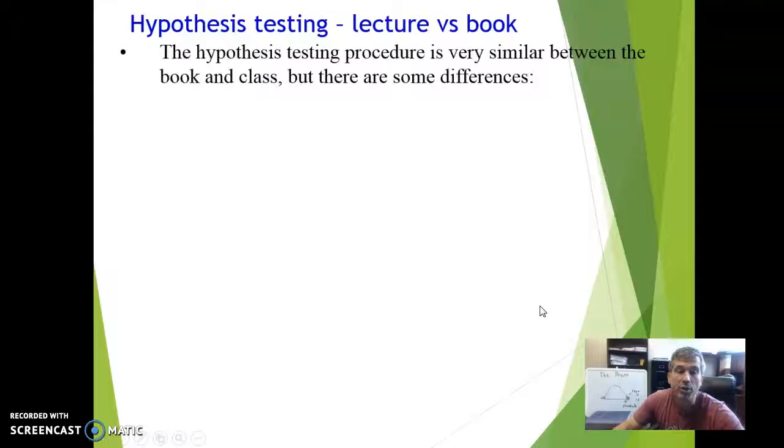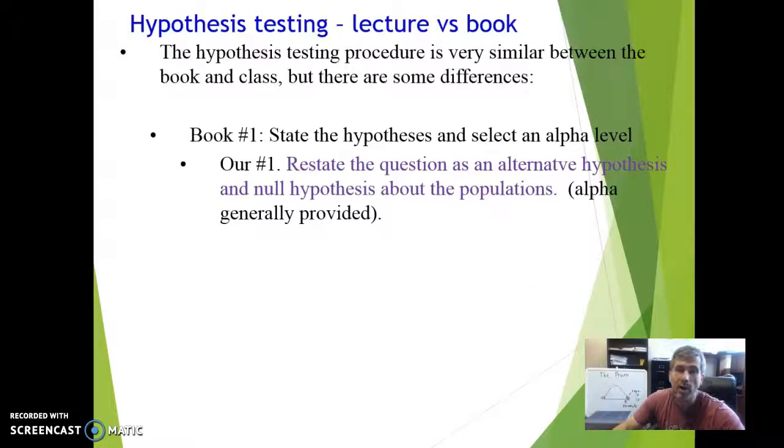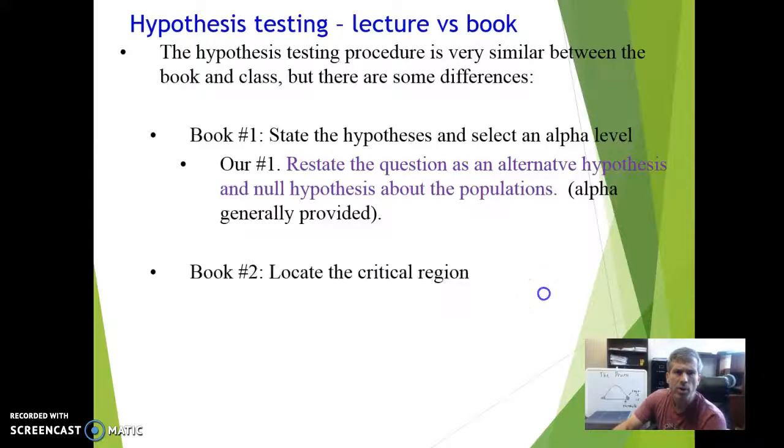Here's how those differences emerge. So here's the book step number 1: state the hypotheses, pick an alpha level. That's exactly the same as our number 1, except we never select an alpha level. That's something that's provided for you. Again, as a real researcher, you would just tend to use the standard 0.05 or 0.01. So step 1 is pretty much the same.